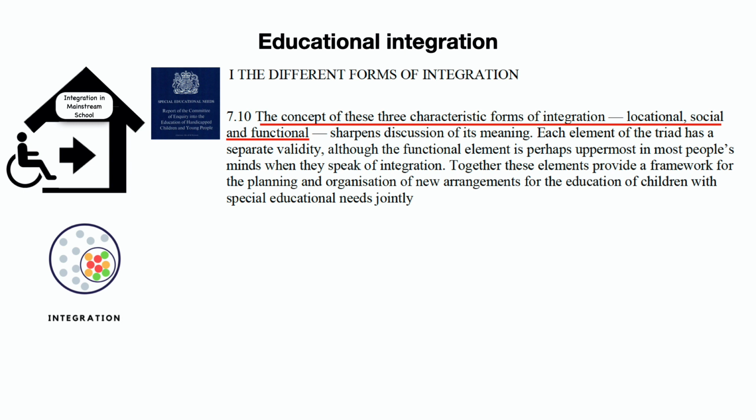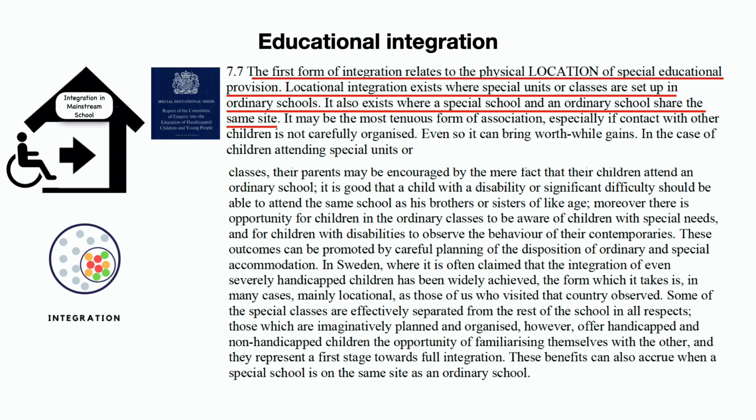The Warnock Committee identified three main types of integration: locational, social, and functional. Locational integration was characterized by the placement of disabled students within a mainstream setting, though often in a special unit or class with little interaction between disabled pupils and their same-age peers.